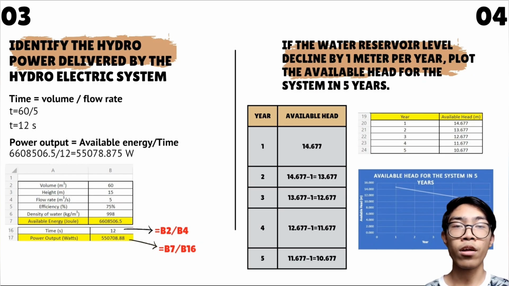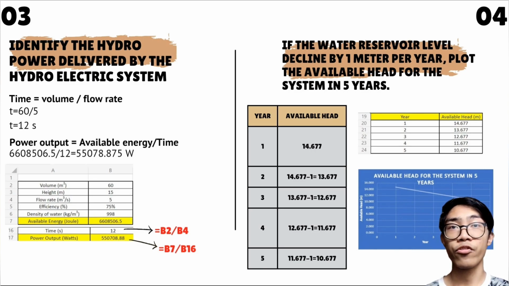Bismillahirrahmanirrahim. Assalamualaikum warahmatullahi wabarakatuh. My name is Muhammad Hazim bin Tahir, and in this slide we're going to solve question 3 and question 4, where question 3 asks us to find the power generated by the hydroelectric system, and question 4 asks us to plot the graph of the water level when the water is declining 1 meter per year.